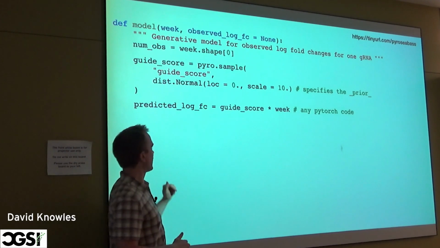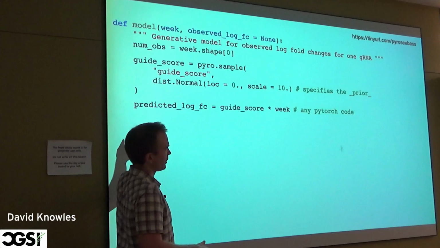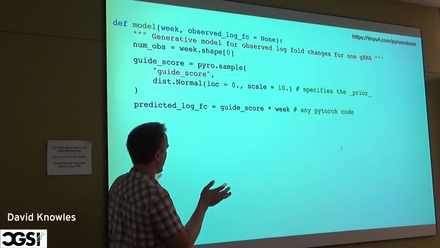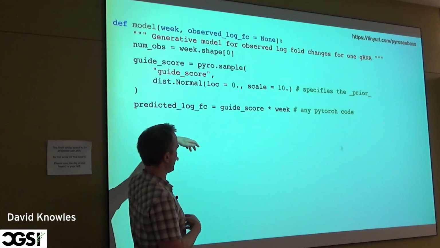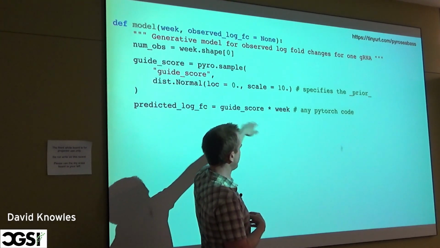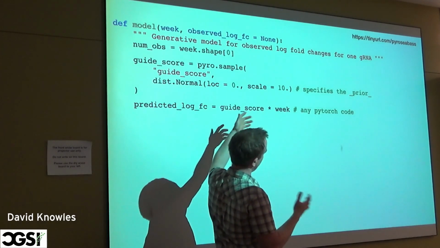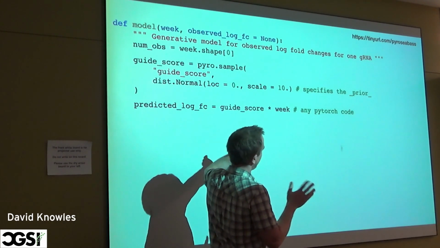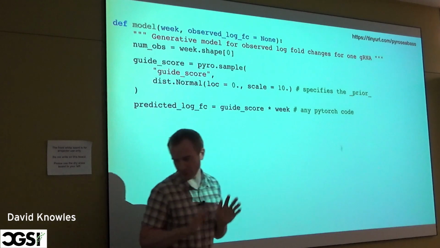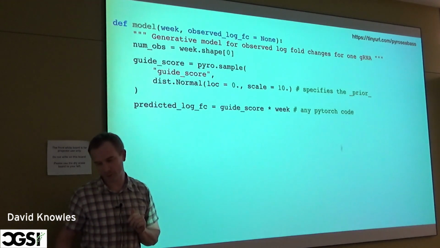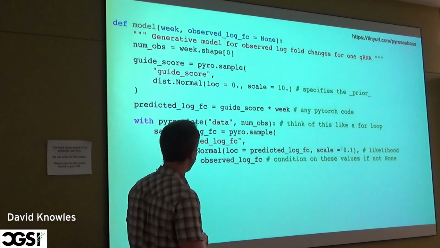Then the actual meat of the model is this linear regression, but it could be any PyTorch code in a more complex model. This could be something like a neural network. So we're going to say the predicted log fold change is equal to the guide score times the week. So this is our parameter, this is a linear regression where this is the coefficient and this is the covariate. So this is the simplest possible linear model. And then we need to set up the likelihood for the observed data.